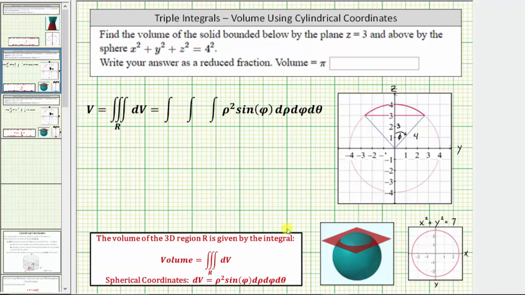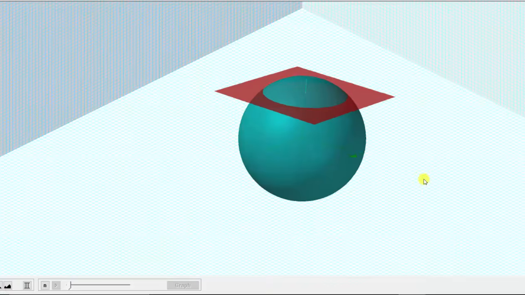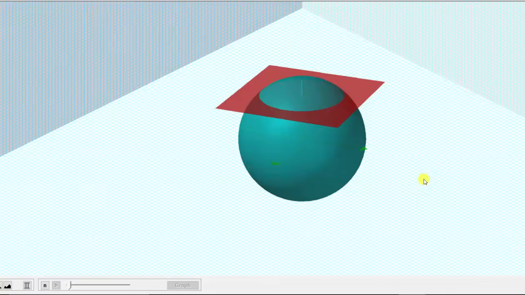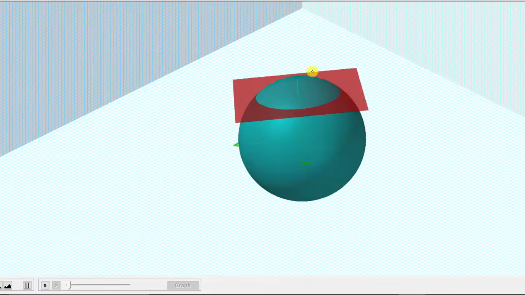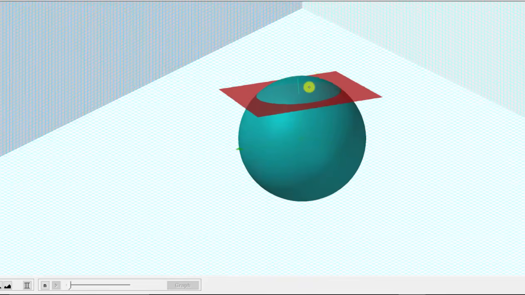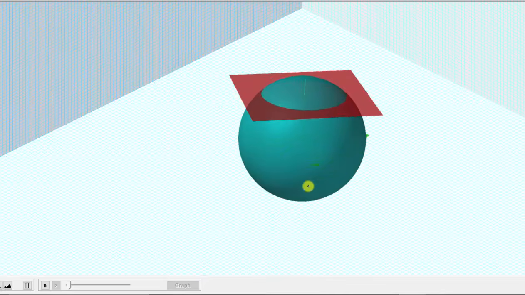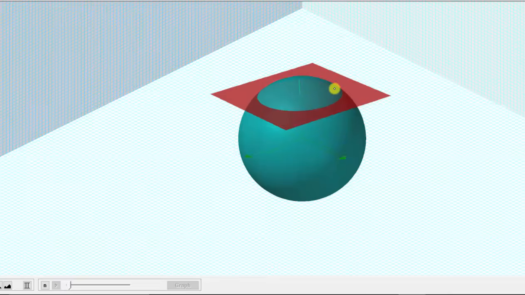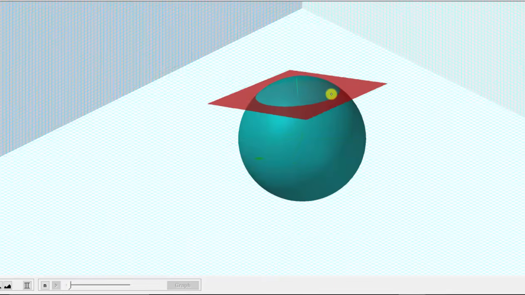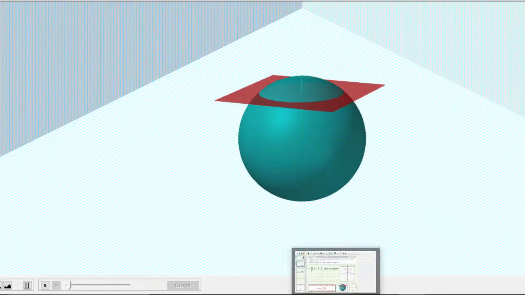Let's first look at this in 3 dimensions. Our goal is to find the volume of the solid above the plane and below the sphere, which should be this solid here. To help us determine the limits of integration, we will slice this vertically and also project the intersection of the plane and the sphere onto the xy plane.